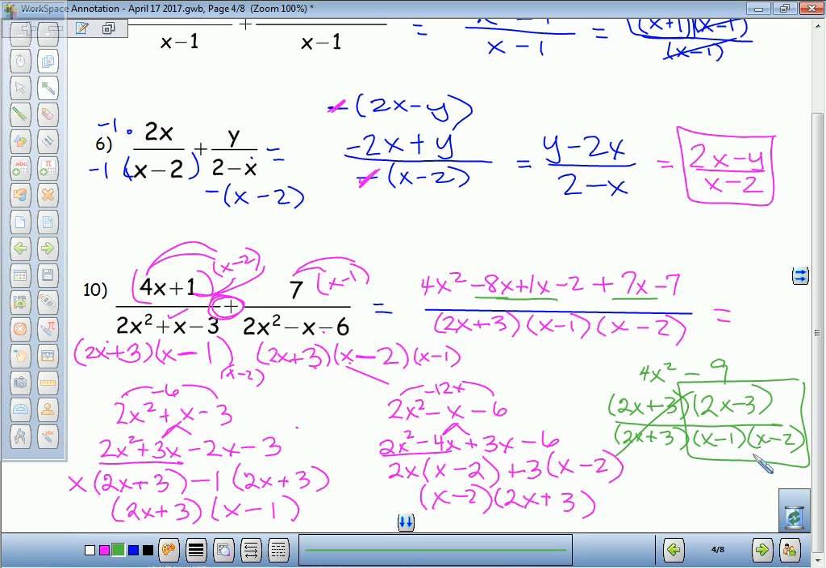Okay, so you guys have the rest of class to work. Probably number 10 is one of the harder problems on the page, but we've knocked it out. The only way you get credit for this is if you have work.